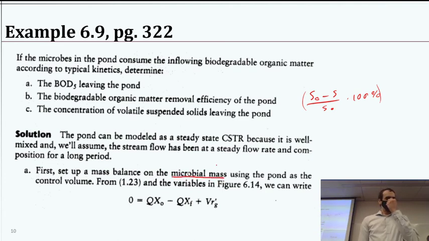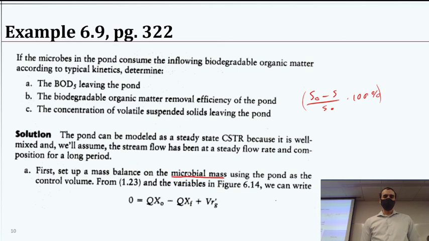Now, you might be thinking, well, why are we doing microbial mass when we're trying to solve for the substrate? It's a little tricky, but essentially, we will end up finding that with solving it this way, we're going to have X cancel out and be left with just S. So it's counterintuitive, but that's the way we're going to do it.